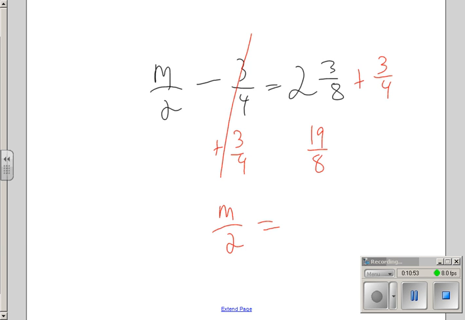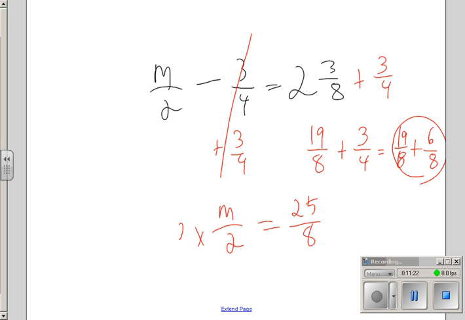Remember I said it would be best to change it over to improper. Plus 3/4 is going to be easier. I'm adding fractions, which requires a common denominator. 8 will be my common denominator, so 19/8 plus 6/8 is the same question. That gets me 25/8. Okay, I added these two. I added the top, so I got 25. Kept the bottom 8.